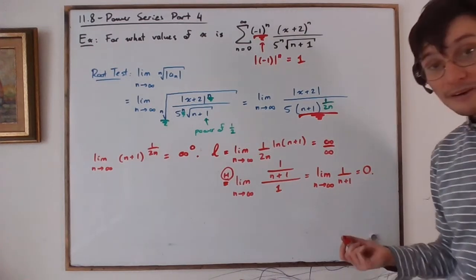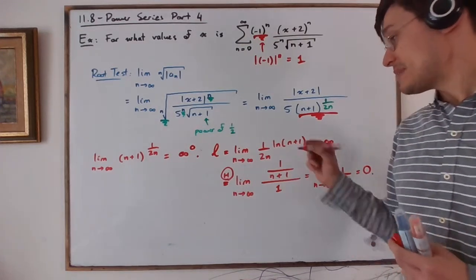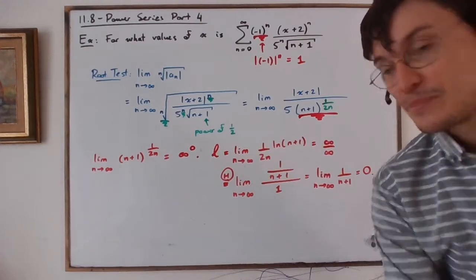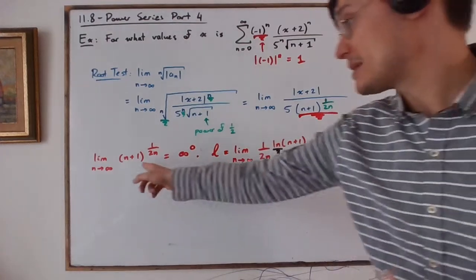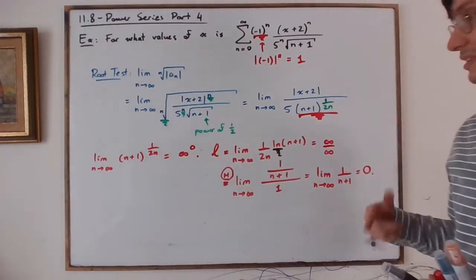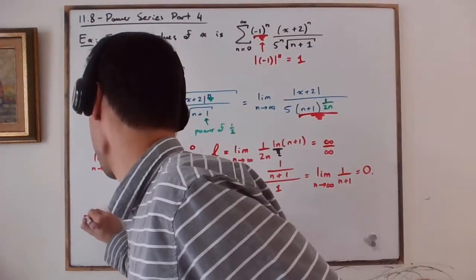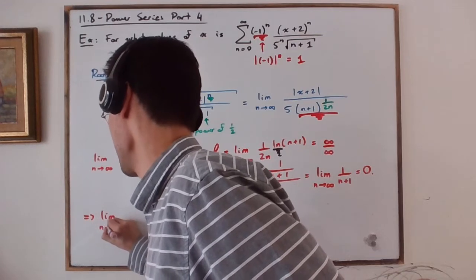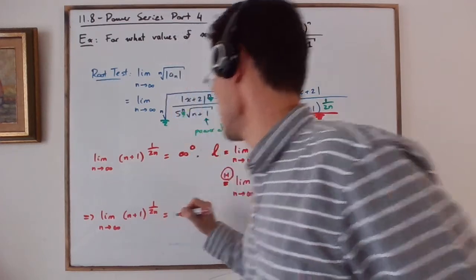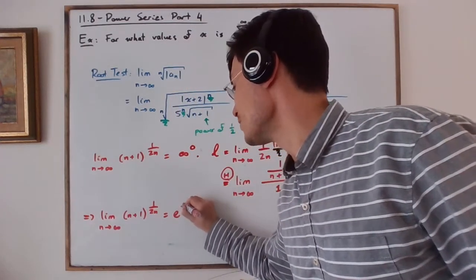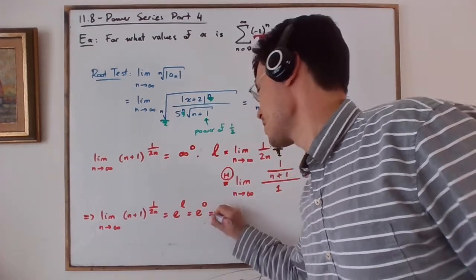Okay. However, be careful because that's not the actual limit. It's the limit of the logarithm, right? So this is just the limit of the logarithm. So to get the actual limit, the limit that's right over here, you have to take e to the power of 0. So let's write that down again. We have the limit as n is approaching infinity of (n plus 1) to the power of 1 over 2n. So now that's going to be equal to e to the power of l, which means e to the power of 0, which is 1.